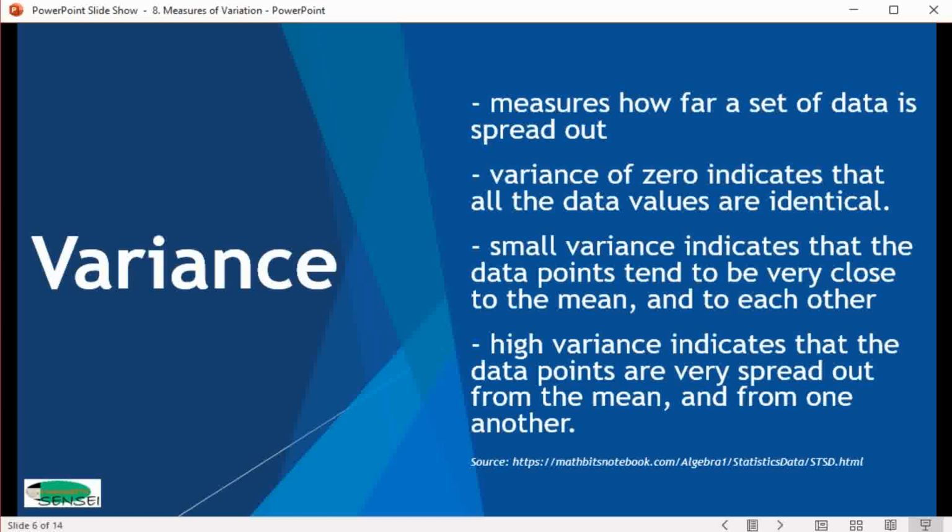We call it the variance. So it's to measure how far a set of data is spread out. In Filipino, gaano ba kalayo yung ating data set? Are they close to each other or are they very far from each other?